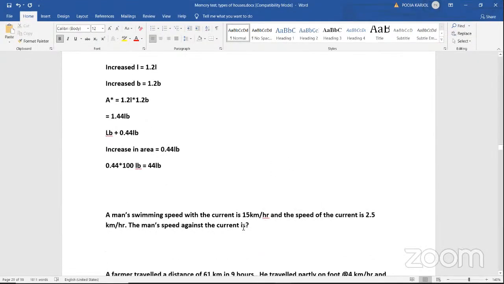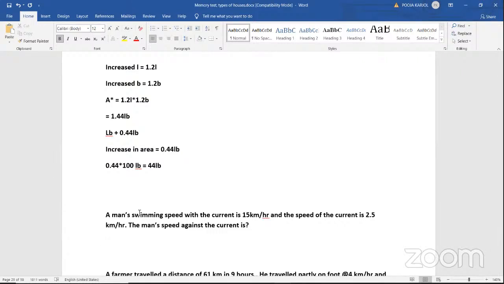A man's swimming speed with the current is 15 km per hour. The speed of the current is 2.5 km per hour. What is the man's speed against the current? Do you guys know how to solve this? Tell me whether they have taught you speed, time, and distance in school, boats and streams type of questions. Yeah, they have. Okay.